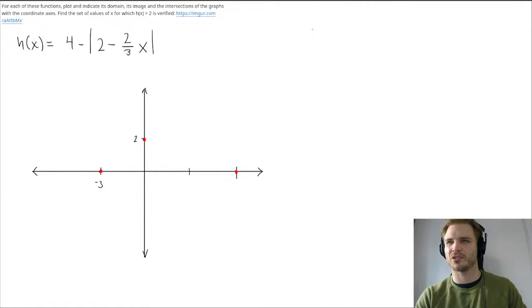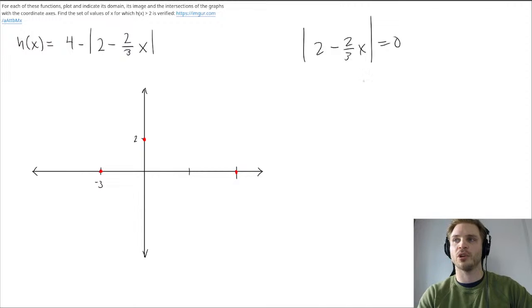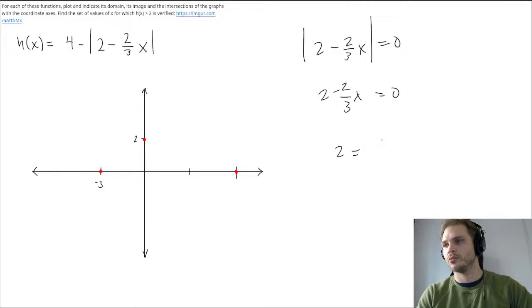And I'll try to explain why I'm thinking that way. So let's do 2 minus 2/3 x equals 0. I want to know when this thing equals 0. It's going to be when 2 minus 2/3 x equals 0. So when 2 equals 2/3 x, and then when x equals 3.